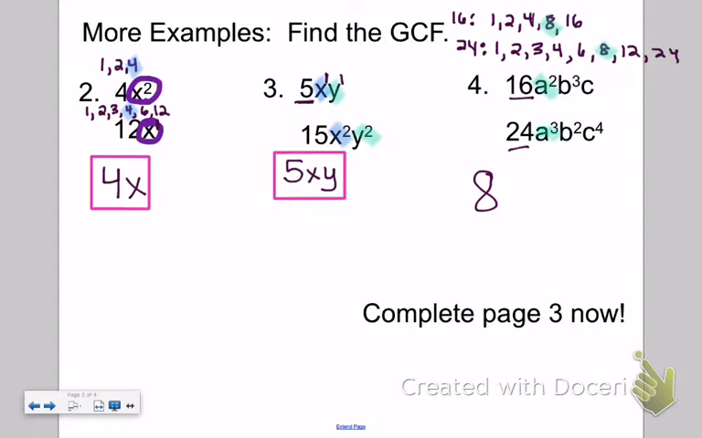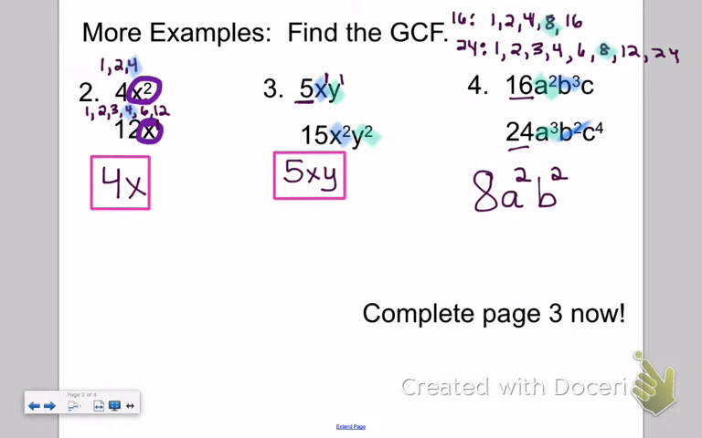Now I look at my a's. I have an a to the second and an a to the third. Remember, we take out the smallest exponent, so I can take out an a squared. Next, I have a b to the third and a b to the second. So once again, the smaller number wins, b squared.